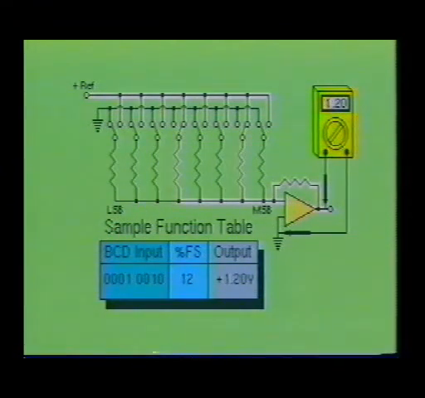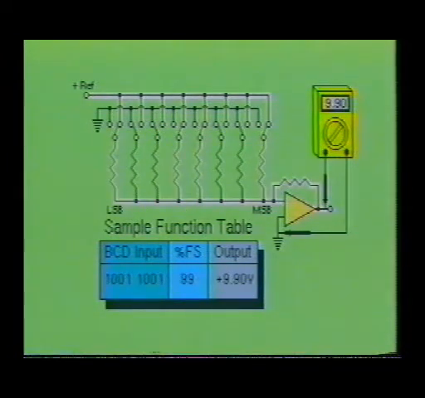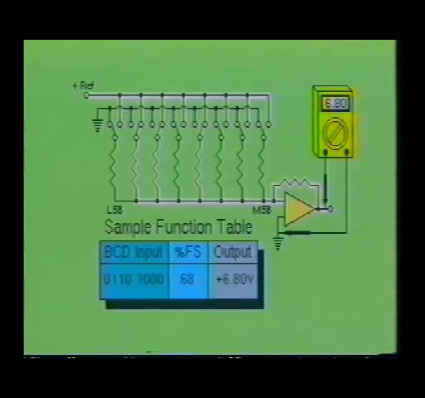However, when the switch is moved to the reference source, a current is allowed to flow into the input of the operational amplifier. This results in the amplifier producing an output proportional to its input voltage derived from the ladder output current and the feedback resistor. As you can see from the functional table, the analog output will depend upon the sum of the inputs being applied across the ladder resistors.